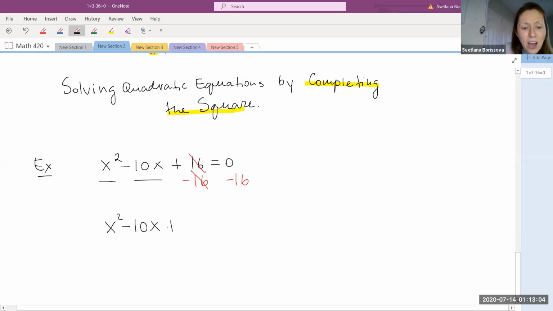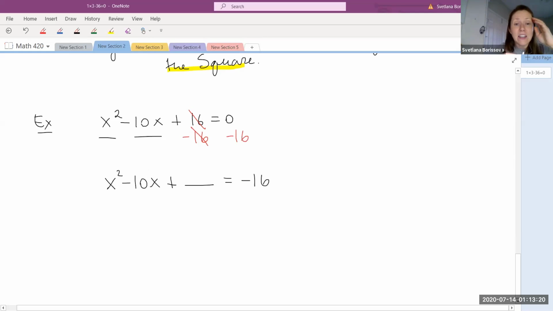Now, after that, I will need to figure out what number to insert to make a perfect square trinomial. So I'm leaving some space there. And now the right-hand side is 0 minus 16. That's negative 16. Okay, so far what I did, I just removed the number that I didn't really need for the perfect square trinomial. Now it appears on the other side.